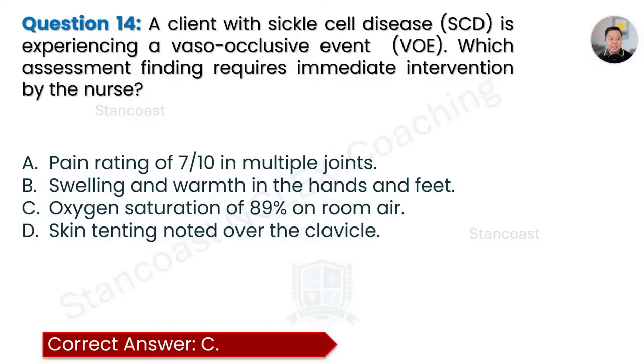Now, letter A is an incorrect option because pain is a hallmark symptom of a vaso-occlusive event caused by the tissue ischemia and inflammation due to sickle cells. We know that pain relief is important for the comfort and to reduce stress, but it is not life-threatening compared to our option C. And again, pain is not typically the highest priority unless it affects your ABCs, your airway, breathing, and circulation. Take note about letter C. This is a circulation issue.